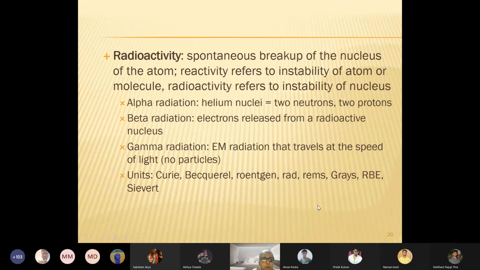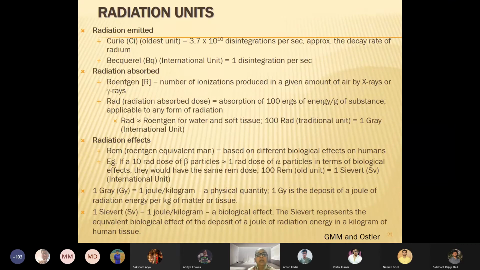What is important from our point of view are the units that we use to measure radioactivity and how diverse they are. So this is a list of the units, and I'll show you the definitions in the next slide. So here we have the radiation units. You can measure radiation in many different ways, and it all depends on what you are trying to do.